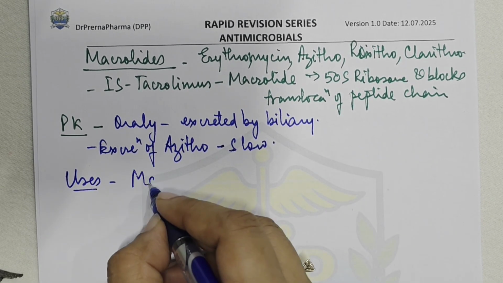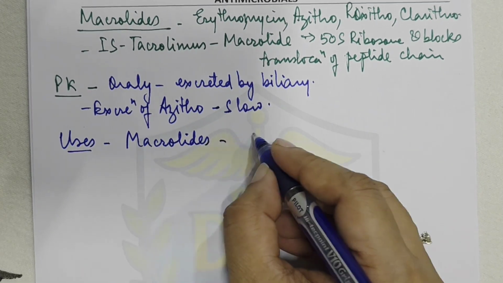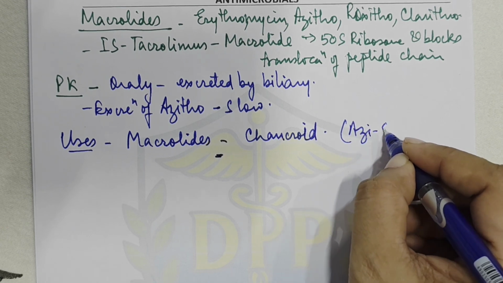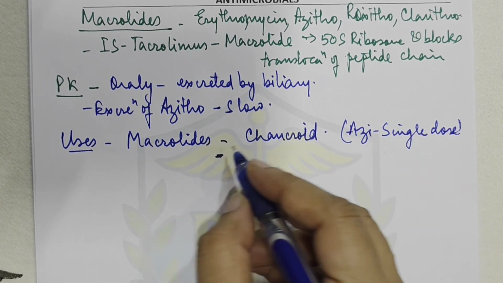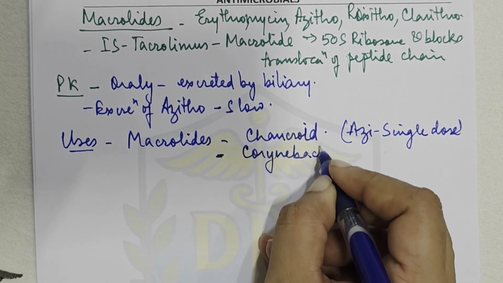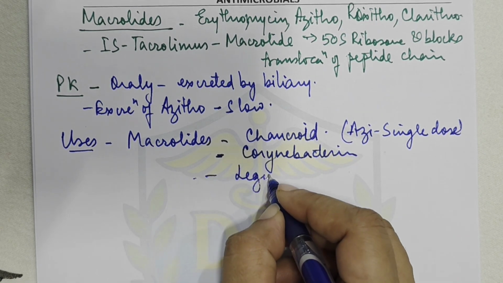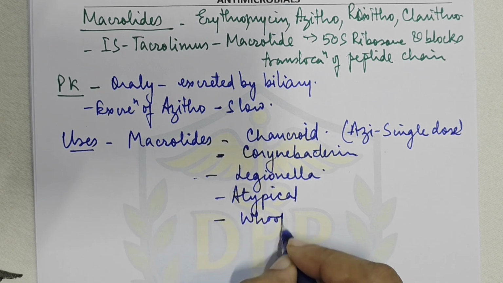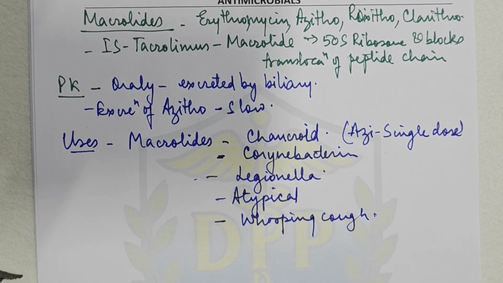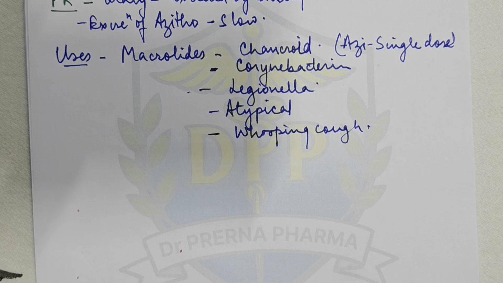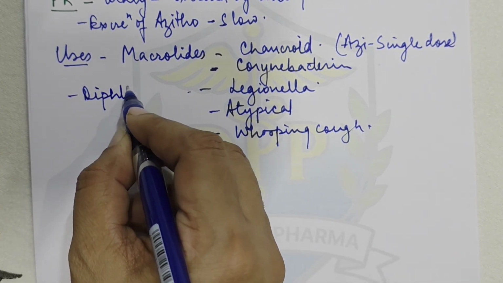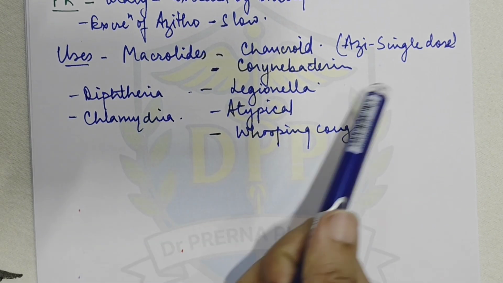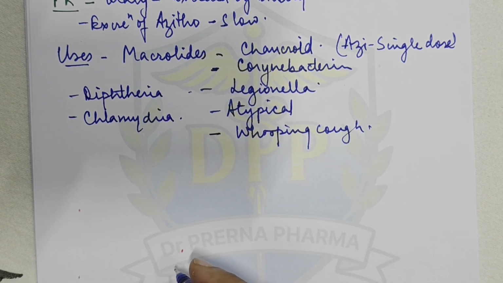If we talk about uses, macrolides are used first in chancroid caused by Haemophilus ducreyi, in which azithromycin single dose is used, right? Then Corynebacterium diphtheriae, Legionella, atypical pneumonia, and whooping cough, right? So these are the indications of using macrolides. It can also be used for diphtheria and infection caused by chlamydia. Okay, a single dose of azithromycin is effective in the infection caused by chlamydia.